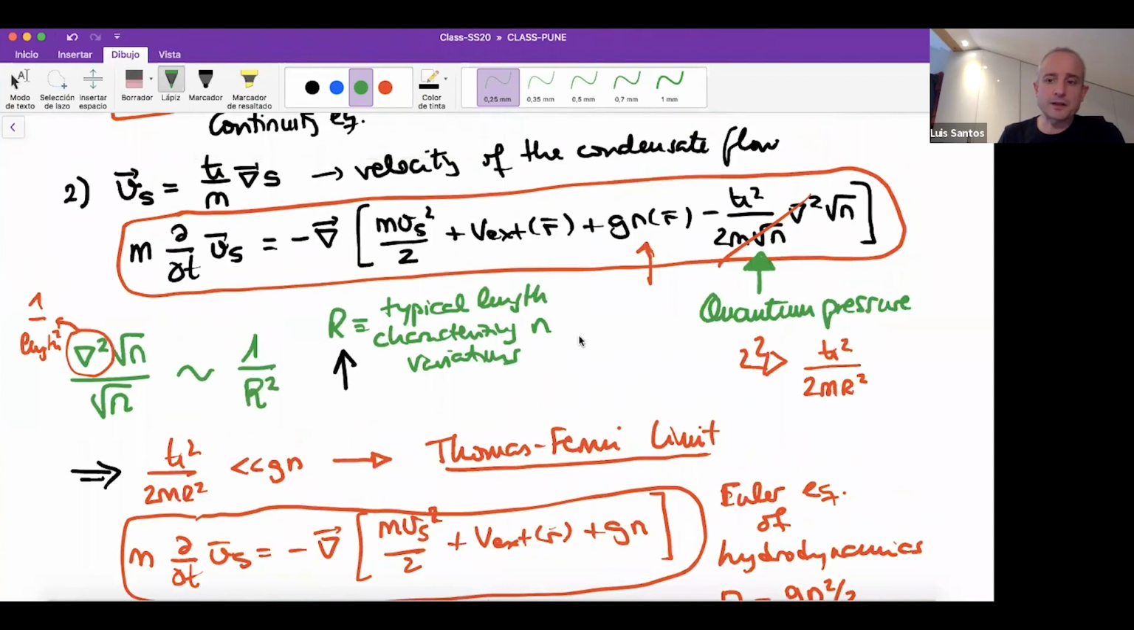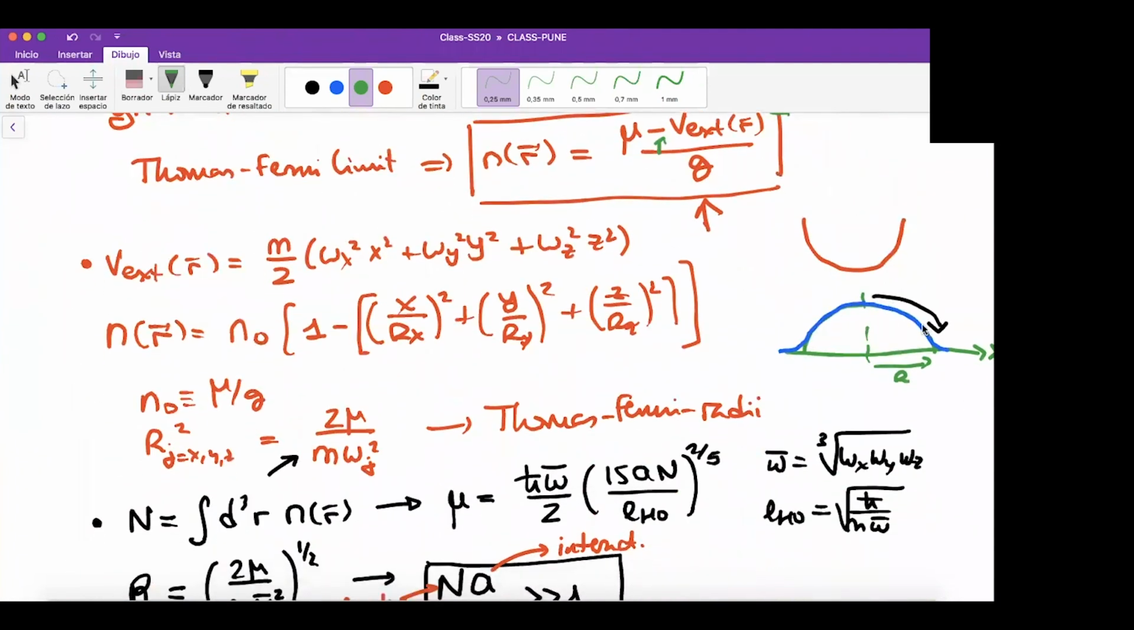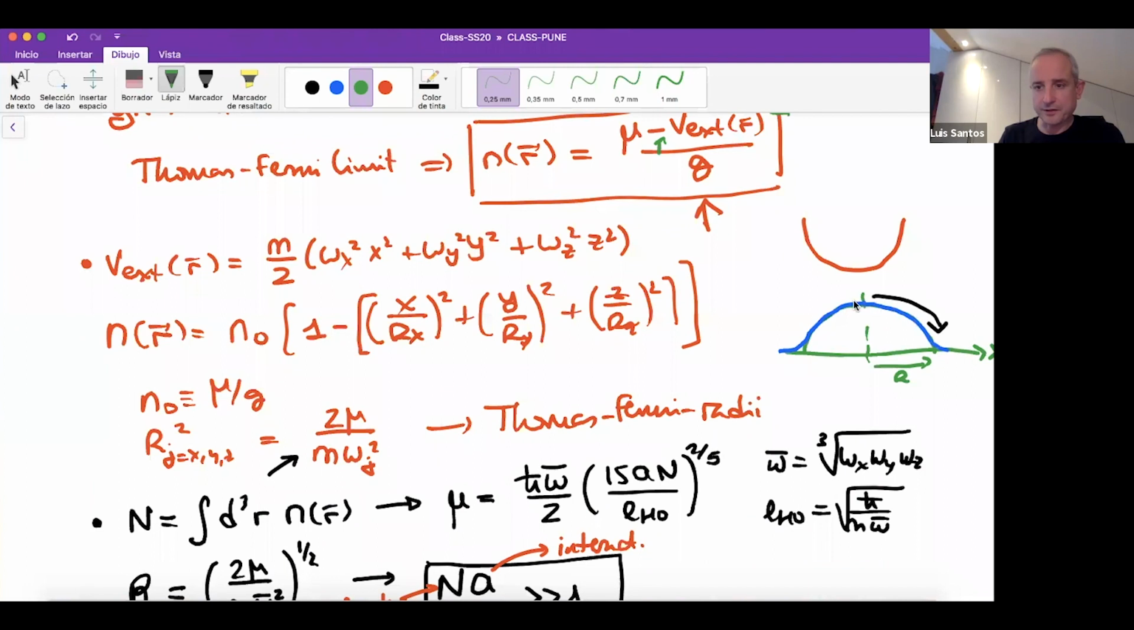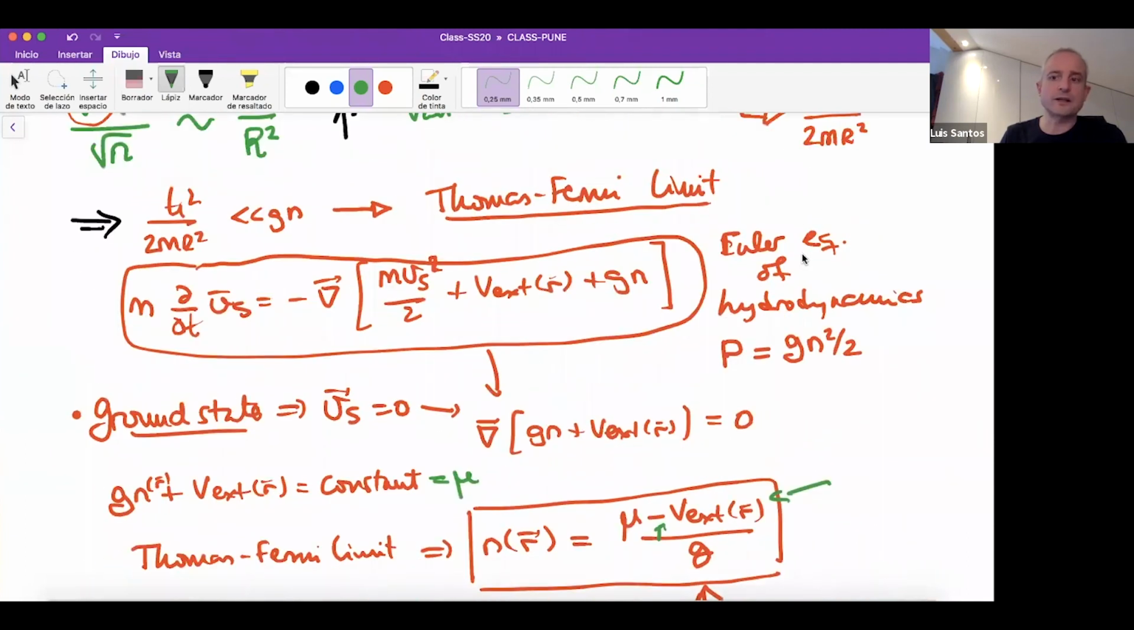Now, the important thing about why this quantum pressure is not important in the Thomas Fermi limit, you can see from this shape. This shape is very flat here. It's not like a Gaussian, which is like this, but something much flatter. This means that the curvature is very small, and this is why you can neglect it.